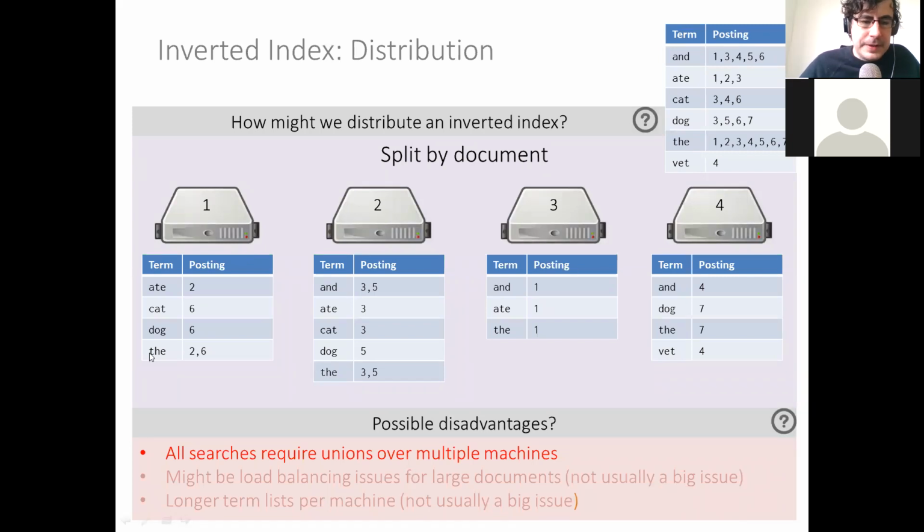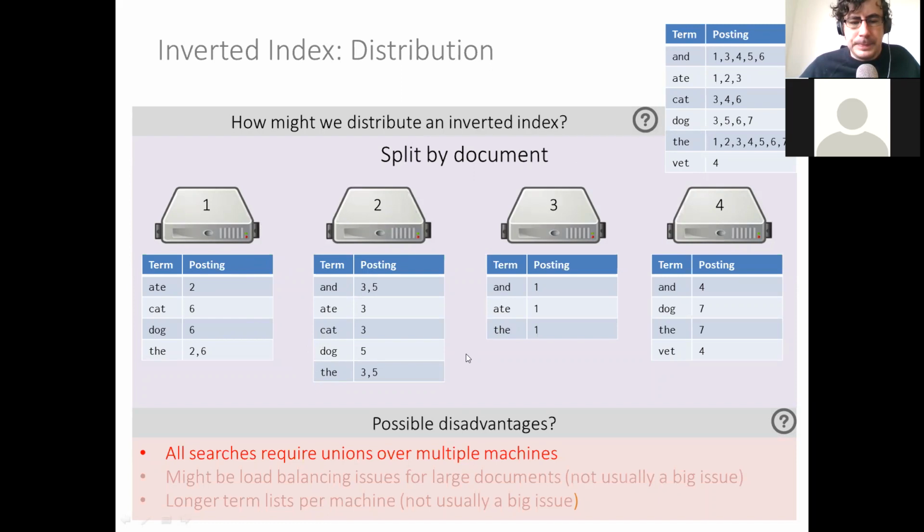So what are the benefits? The benefits are that we don't need to intersect posting lists across machines, which is nice. And we have better load balancing, in the sense that unless we have a very, very, very large document, we shouldn't really have much of an issue with load balancing, because we're not partitioning by word.